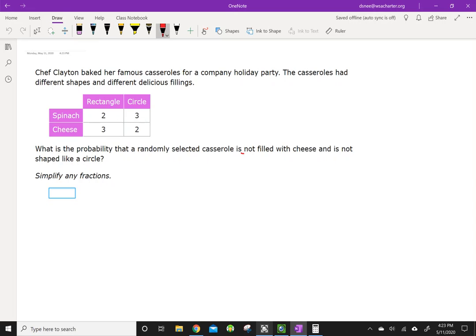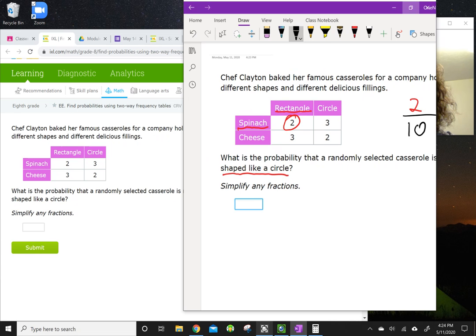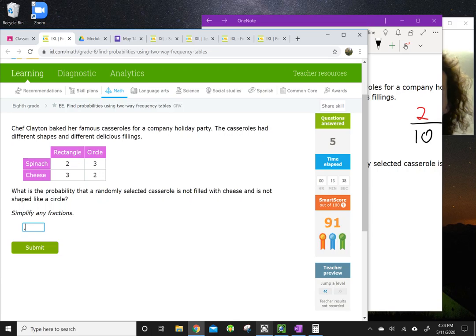Okay, so we're looking for not filled with cheese and not shaped like a circle. Okay, so I have cheese and spinach, so not cheese would be spinach, and not a circle would be a rectangle. So I'm looking at 2 out of a total. How many total famous casseroles are there? Out of 10. Okay, and that can definitely be reduced to 1 out of 5, which is equal to 0.2. And you can put either one of those answers in. I'm going to put in 0.2.